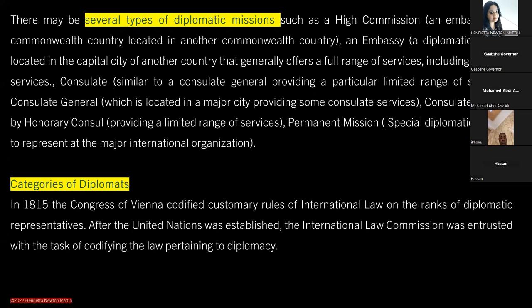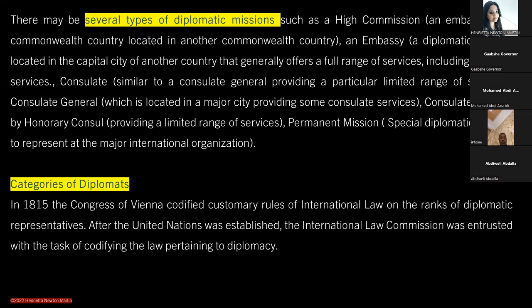You must have heard of High Commission. A High Commission is normally an embassy of a Commonwealth country, which is located in another Commonwealth country. Then the embassy. An embassy is a diplomatic mission located in the capital city of another country that generally offers a full range of services, including consular services.